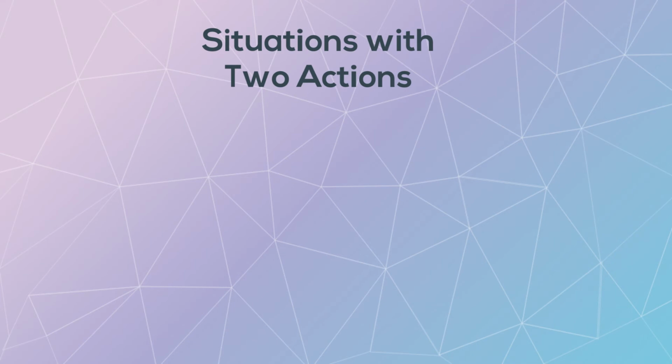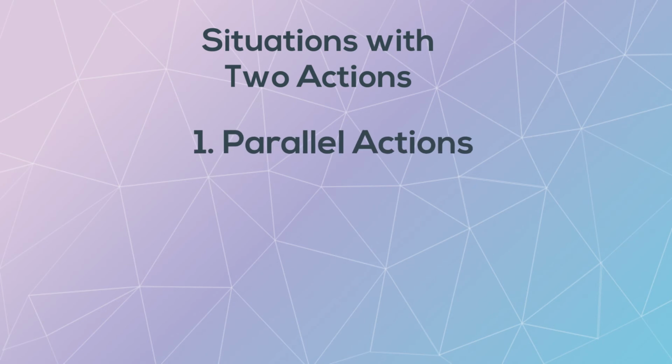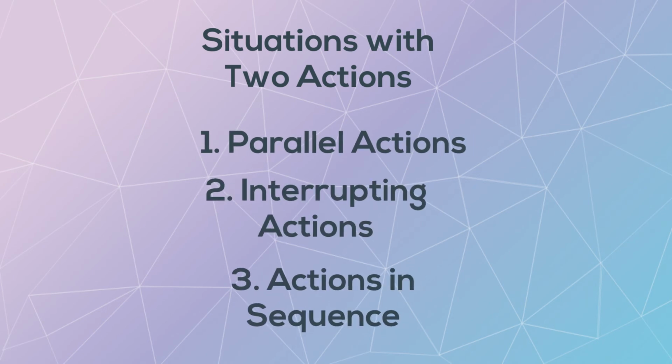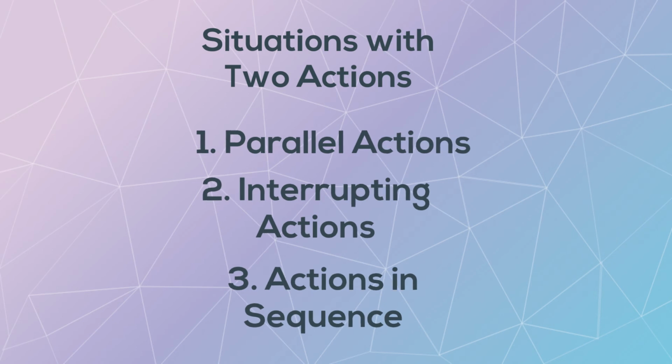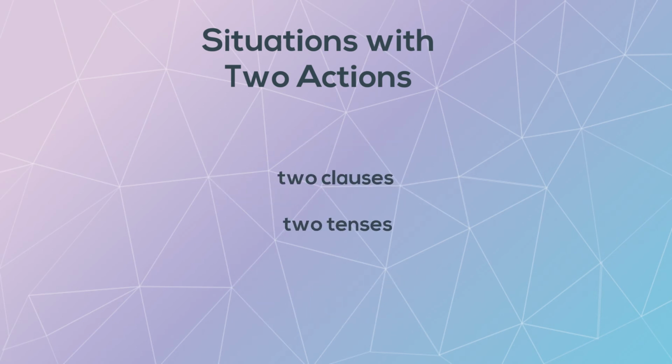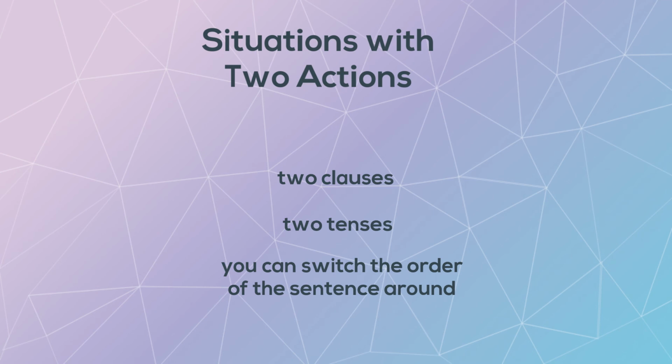Once again, these are the three main situations where two actions are spoken of: parallel actions, interrupting actions, and actions in sequence. When you're talking about two actions, your sentences will have two clauses with two tenses, but you can switch the order of your sentence around.